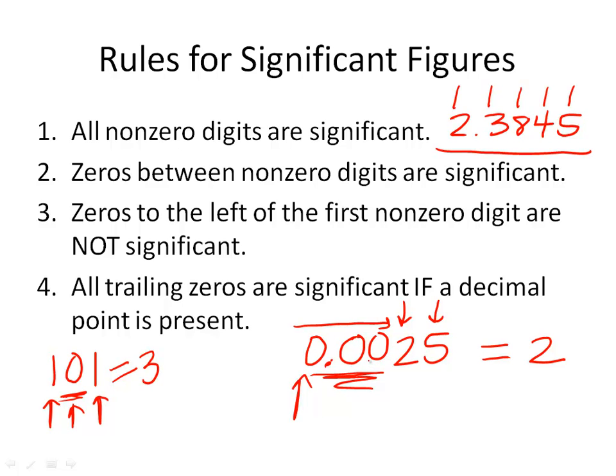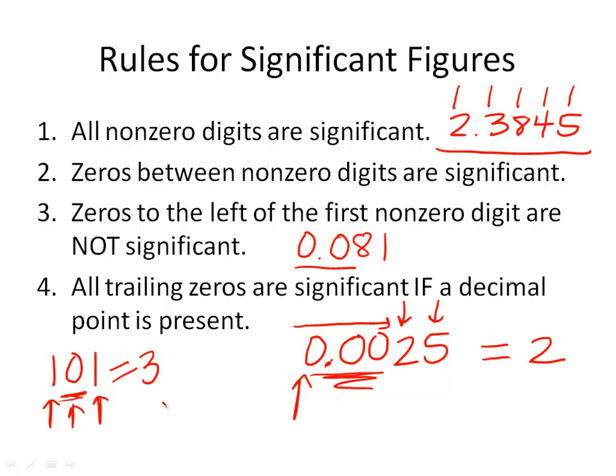So these are placeholders. The third rule is that zeros to the left of the first non-zero digit are not significant. And so that's basically the same as rule number 2. So if we have the value 0.081, these zeros to the left are not significant. Any zeros to the left of the first non-zero digit are not significant. And the last rule is that all trailing zeros are significant, but that's only if a decimal point is present.